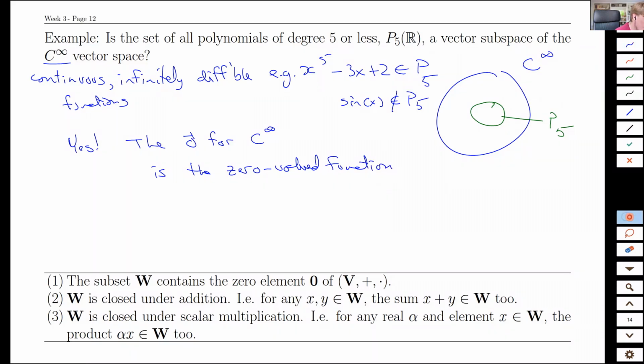Sorry, why is sine x not in P5? Sine x is not a polynomial. P5 is polynomials of degree 5 or less, so it has to have this kind of form. Sine x isn't that.